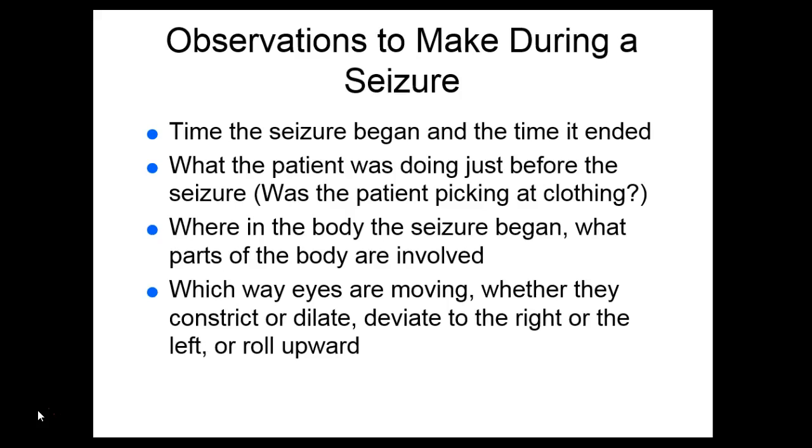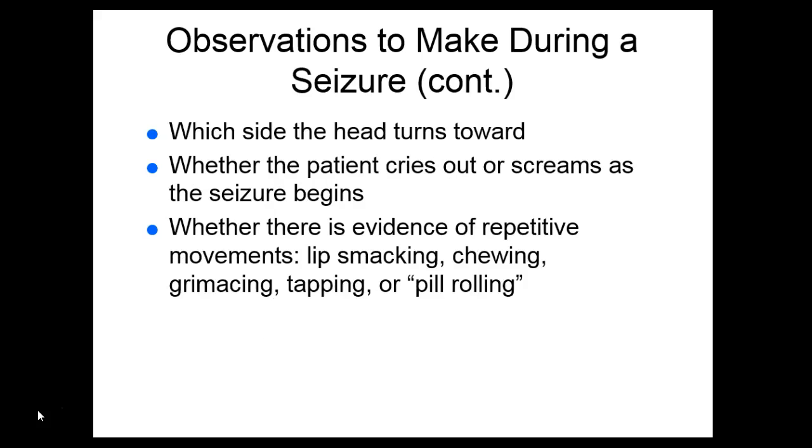What observations do we need to make while the patient is seizuring? The time the seizure began and the time it ended, what the patient was doing before the seizure, where in the body the seizure began, and what parts of the body are involved, which way the eyes are moving, are they constricted or dilated, do they deviate to the right or left, or do they roll up, which side the head turns, does the patient cry out or scream as the seizure begins, is there evidence of repetitive movements such as lip smacking, chewing, grimacing, tapping, or pill rolling?